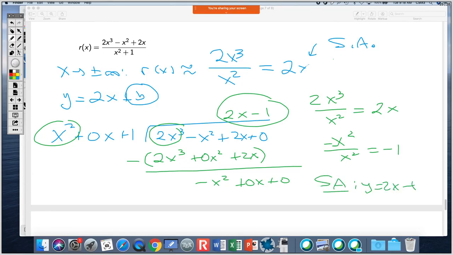Okay, whoops. And once again, I really encourage you to check these with Desmos. Graph the function, graph the asymptote, zoom out, and see that it's doing what it's doing. Okay.